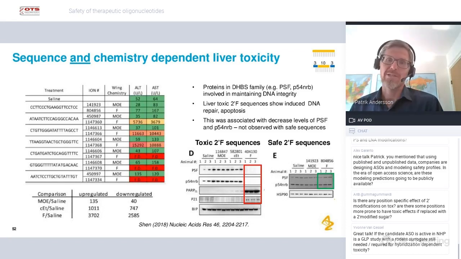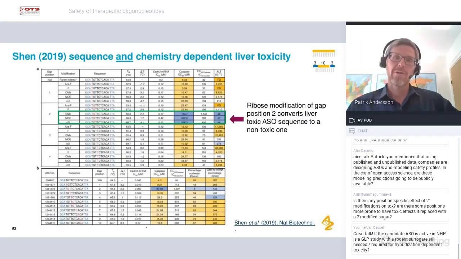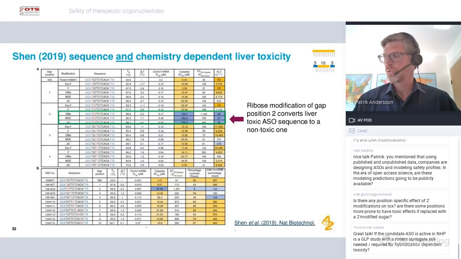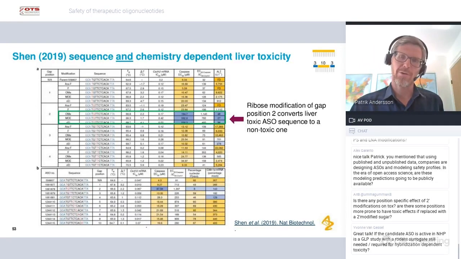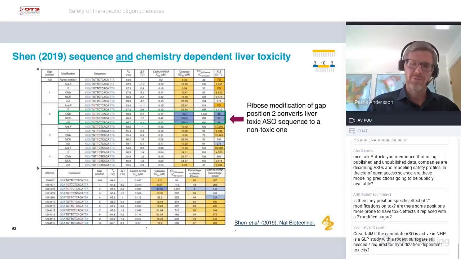This really comes down to screening within a given chemistry. Screening is really, really important to identify the right sequence. And I think this is my last slide before the wrap up. So they took this further and could identify that for a given chemistry, if you replace the PS DNA in the gapmer with the O-methyl in position 2, you could convert a toxic ASO to a safe ASO. An analog to this has been described for siRNA, where some of the liver toxicity was dependent on off-target effects. If you destabilize just one nucleotide in the antisense strand with a lower affinity nucleotide, for example GNA, you could also convert a toxic sequence to a safe sequence.